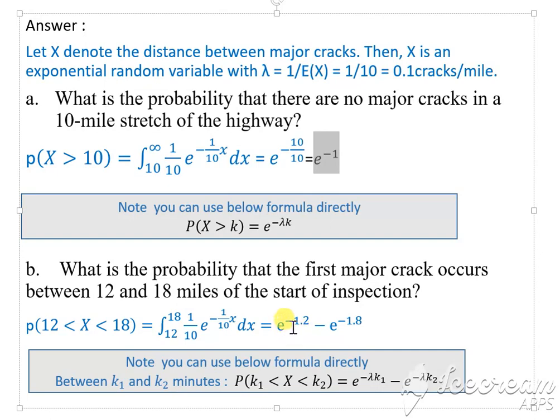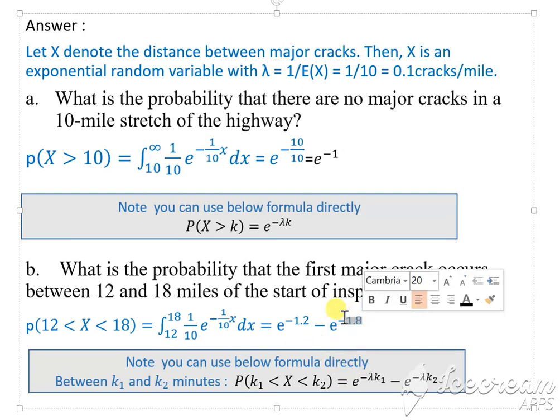Here, if you multiply lambda with k1, which is 12, you get minus 1.2. And if you multiply lambda with k2, which is 18, you get minus 1.8. So the answer is the difference between those two terms, and you can use a calculator to get the exact answer.